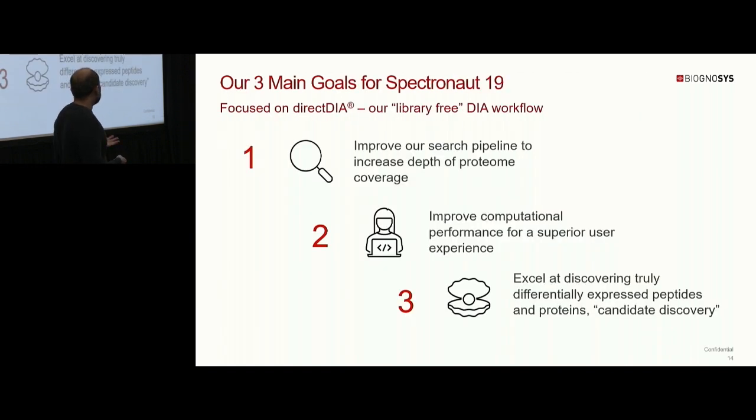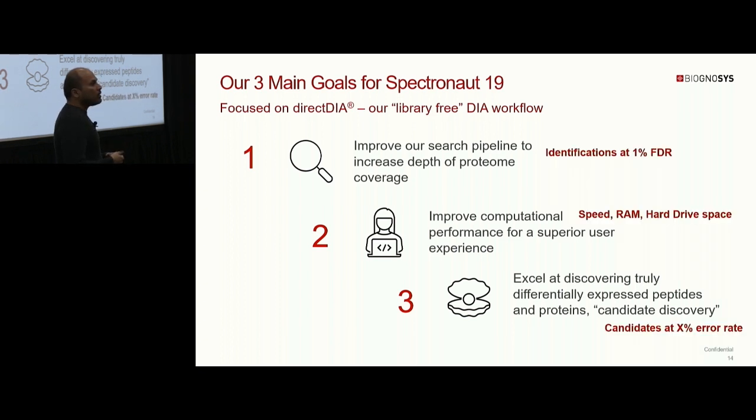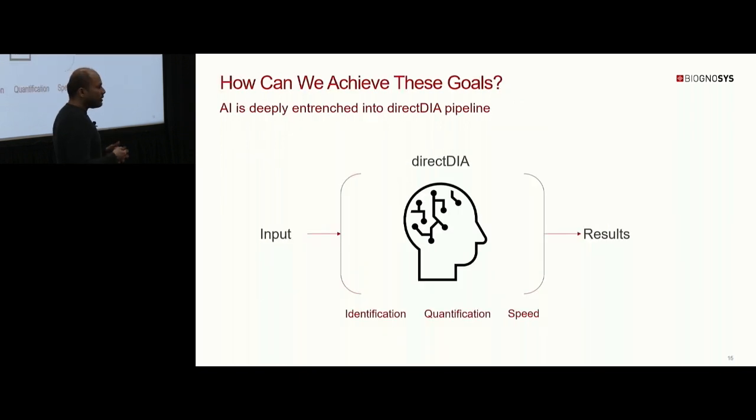So then we know our goals, right? And now we know how to measure them. So how do we realize these goals? There were many initiatives we took, and I would just like to talk a little bit about one of them, which is artificial intelligence. You might not realize it, but direct DIA extensively uses deep learning models, and these models can have a direct impact on identification, quantification, and speed, things that very nicely align with our goals.